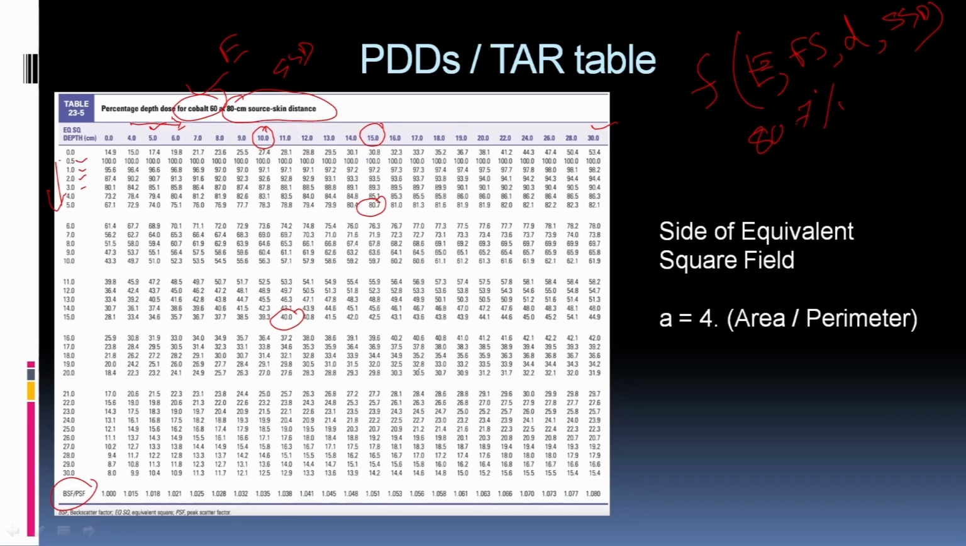table. And similarly we also have the TAR value, but there the SSD is not mentioned; there SAD will be mentioned at 80 centimeter. In the TAR table, SAD will be mentioned at 80 centimeter.